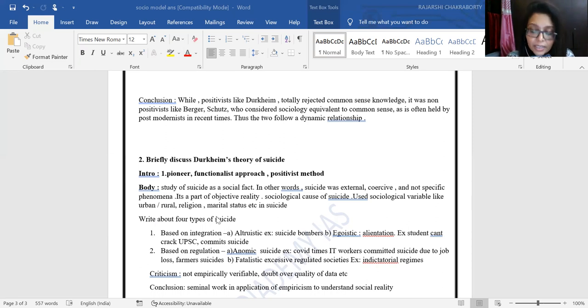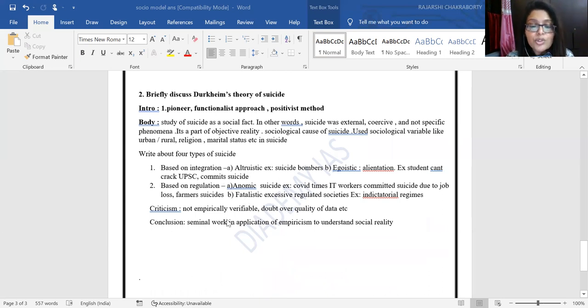So based on that, you can make a box kind of diagram and write about the four kinds of suicides. Try to integrate with recent examples. For example, based on integration, altruistic suicide, where people have a very high degree of integration. For example, the suicide bombers, the killing of our former president Rajiv Gandhi, there were these LTTE people. Suicide bombers are widely used by terror outfits. They are so committed to the cause that they don't care about their own lives. That level of integration they have, just like our soldiers.